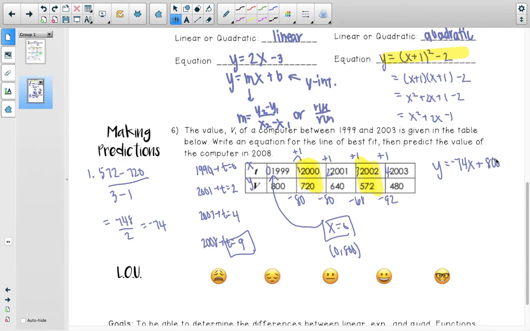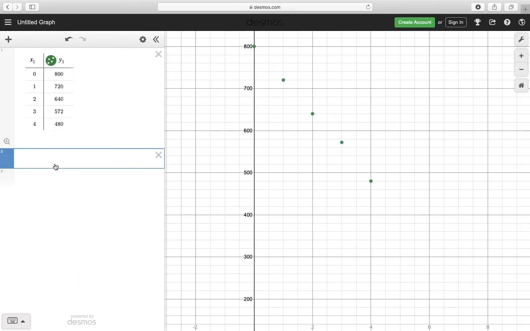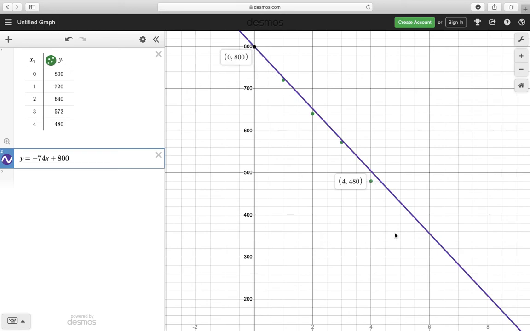So I'm going to show it to you and prove it to you. That's our equation, or our points. If I type in y equals negative 74x plus 800, it's pretty close. You can see it's a little off, okay? And it's closest to these 2 points because those are the 2 points we picked, okay? Some people pick the last point and the first point. That's fine too, okay? But we just did this by hand.